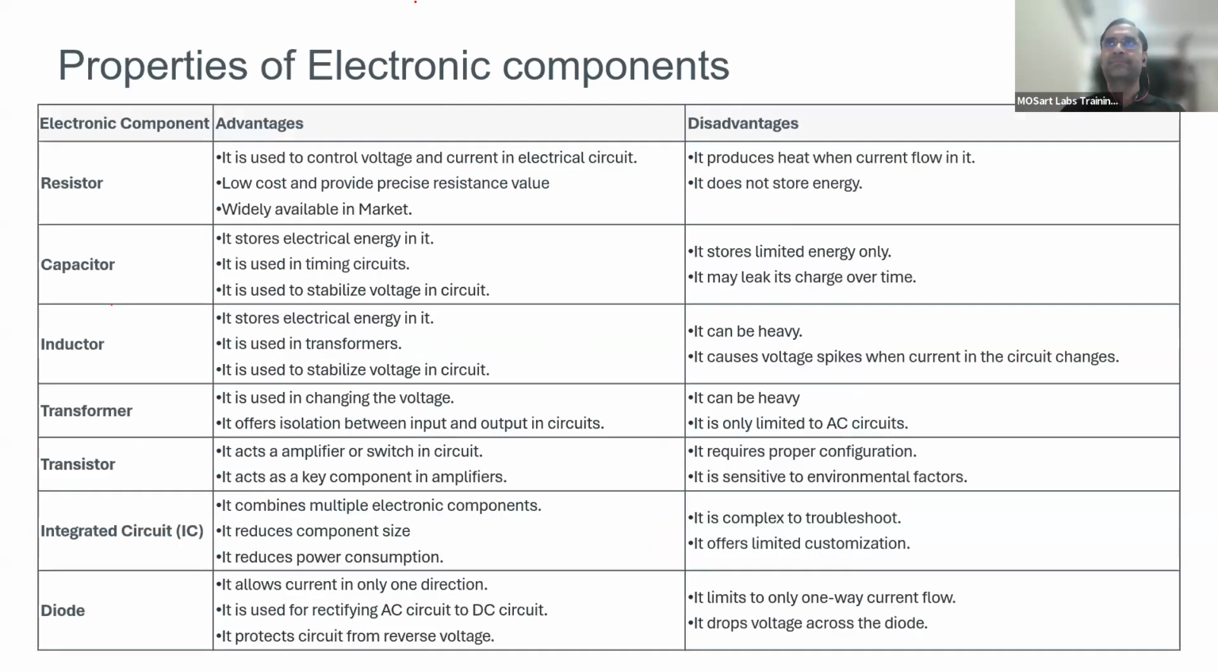Right, so let's quickly glance through the properties of these electronic components. First, let's go step by step, and this is very important. First, resistors, we all know about them, right? A resistor is basically used to control voltage and current in an electrical circuit.